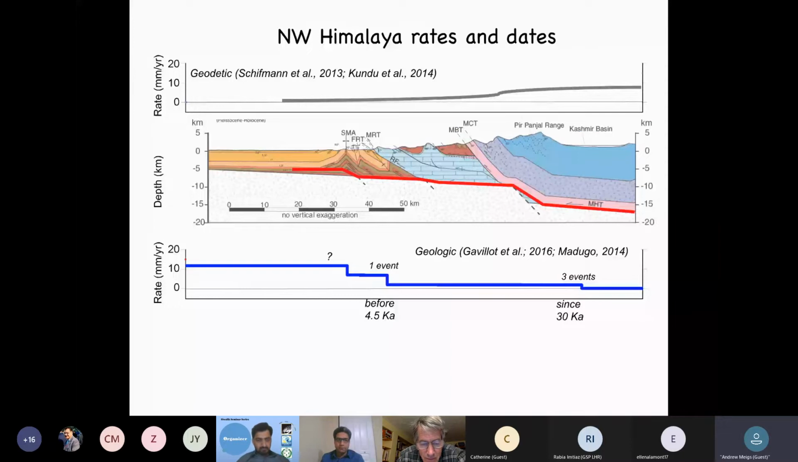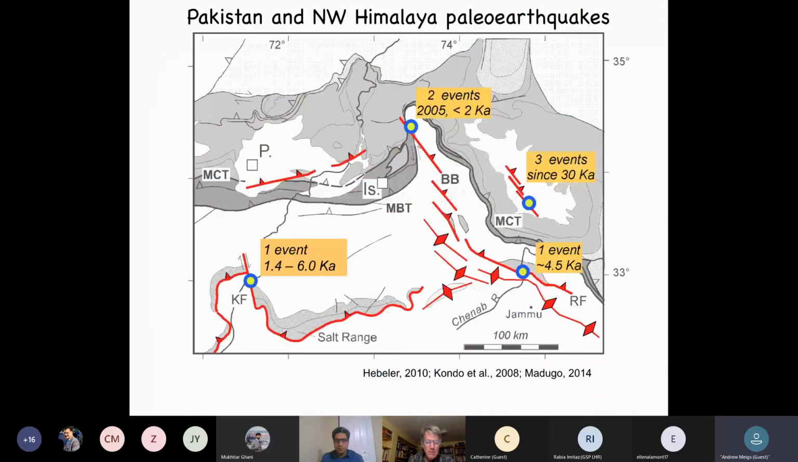If we look at the geological rates as shown by Jan and Chris, the SMA accounts for about 6 millimeters. The Riasi thrust accounts for about 6 millimeters, and the Kashmir Basin faults account for a millimeter or less of the shortening, which balances the geodetic rate that we measure in interseismic loading.